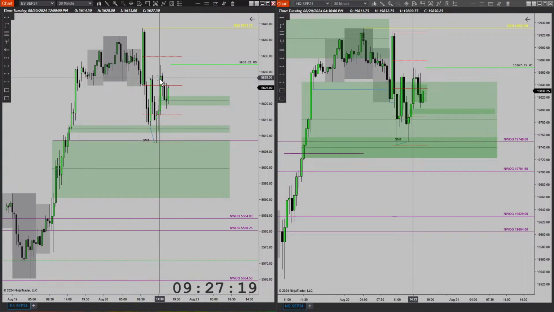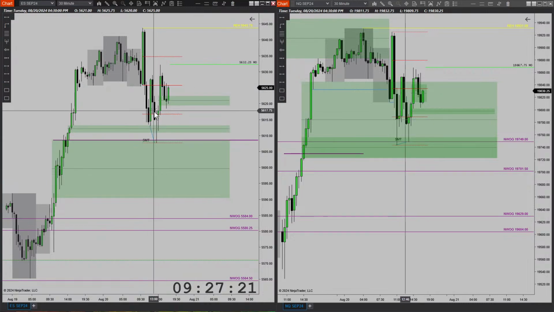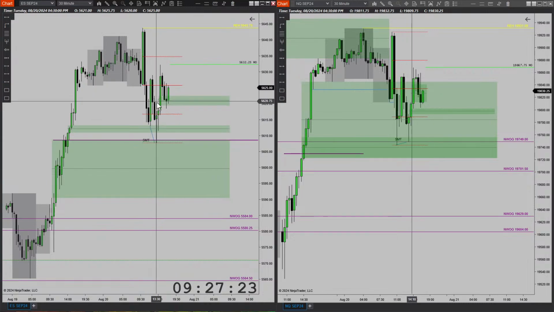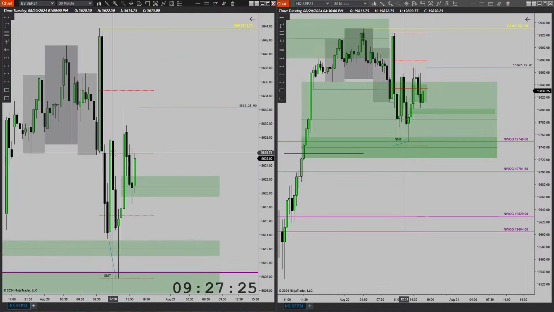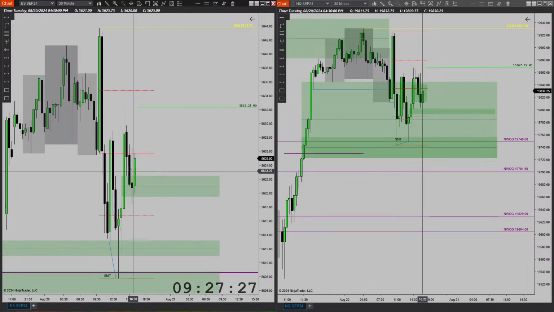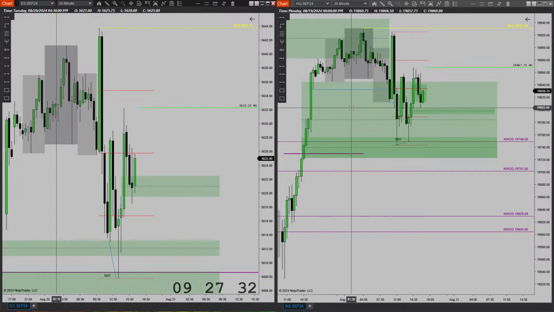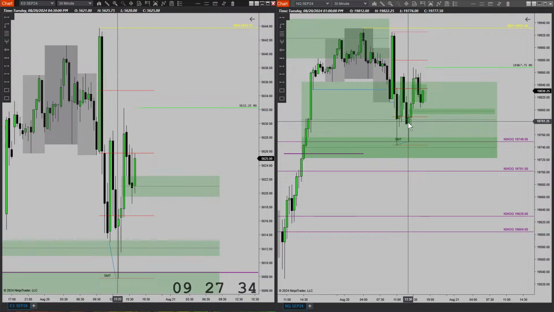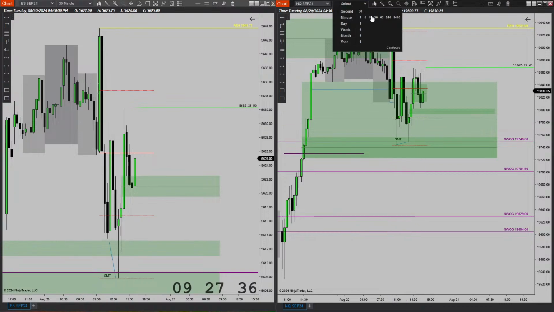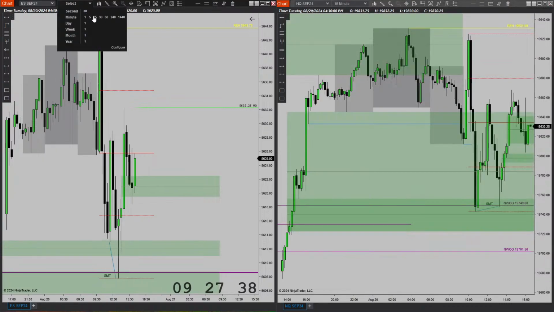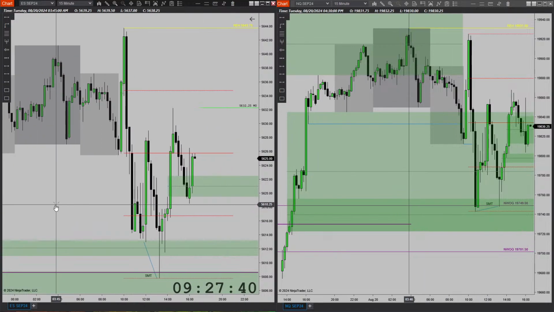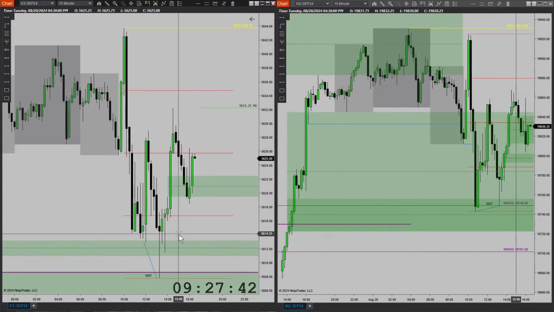Price here closed above this breaker, so this makes it a breaker block. I'm not going to add it, but I am mindful that this right here is a unicorn setup. Same thing here, unicorn setup. Actually, let's go to the 15 minutes so we can see it a lot clearer. Okay, again, breaker, unicorn setup.